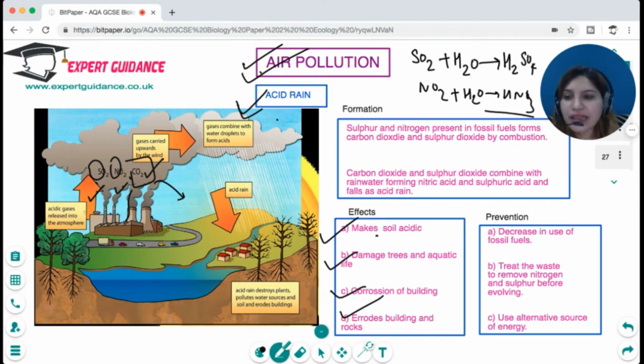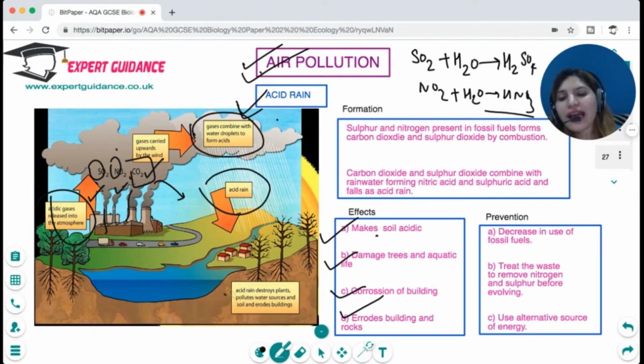So you can see in this, the acid gases are released into the atmosphere. They are carried up by the winds. They combine with the water droplets, form acid rain, and this acid rain destroys plants, pollutes water sources and soil, and erodes buildings.